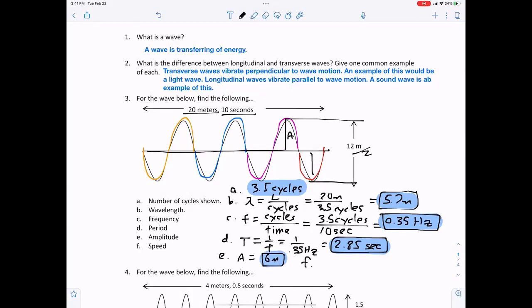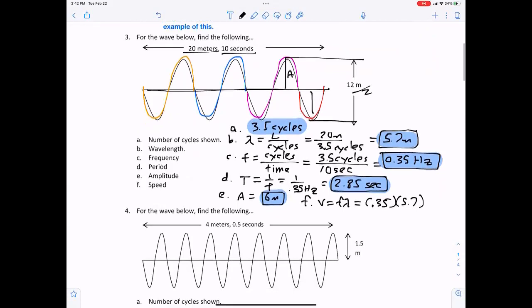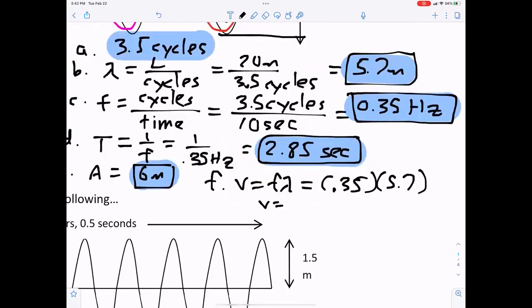And then finally, the wave speed, part F, can be calculated by going frequency times wavelength. So we're going to go 0.35 times 5.7, and we get roughly about 1.995 meters per second, or roughly 2 meters per second. Either one would be fine.